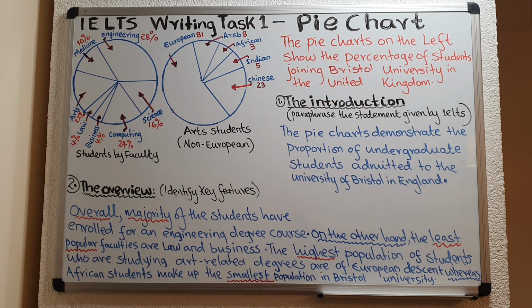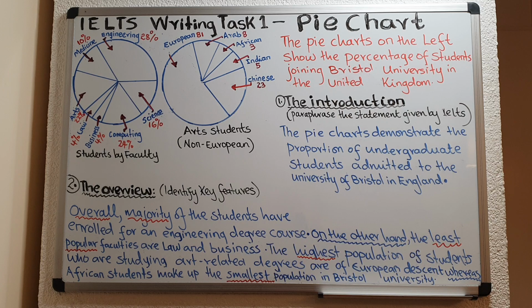In the overview, you should put all the key features. The question that the examiner is answering every single time they look at your overview is, what are the key features? Have you talked about the key features? What are the key features? So in your overview, you're supposed to identify the key features, okay?